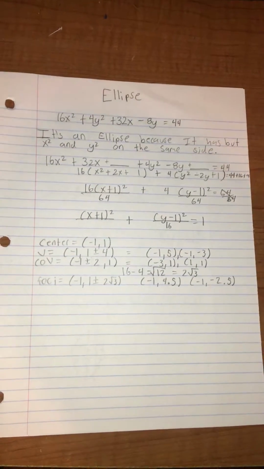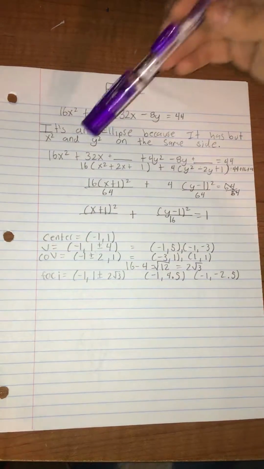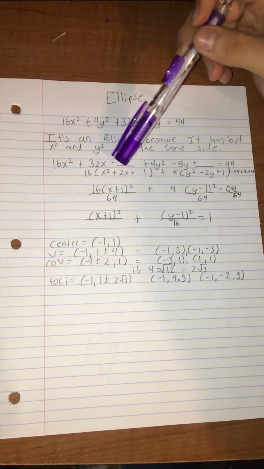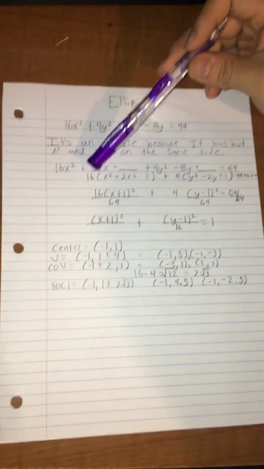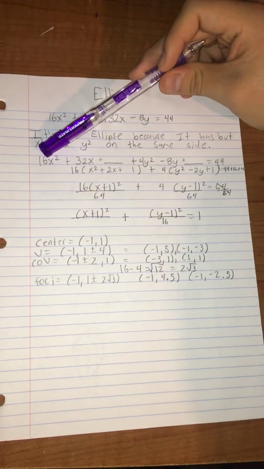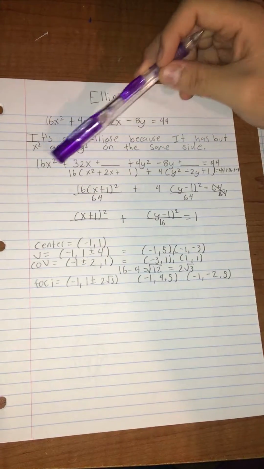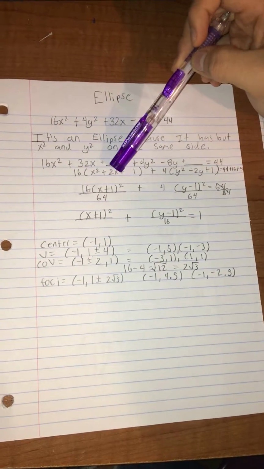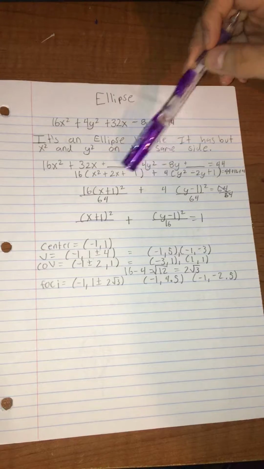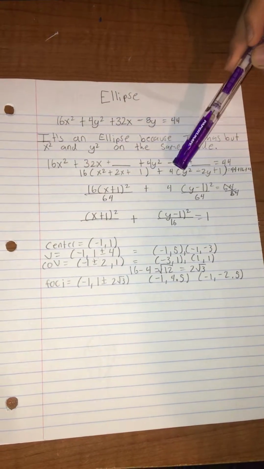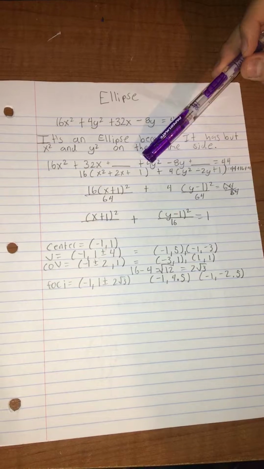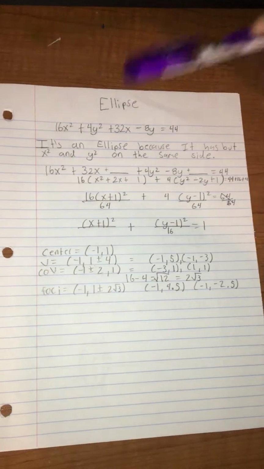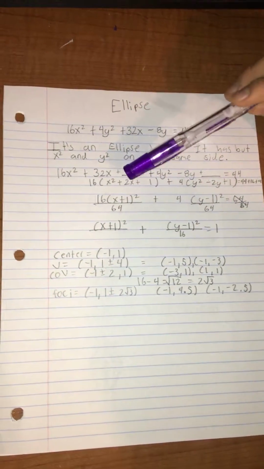So the first thing to solve the equation is you have to put both of the x's on the same side and both of the y's on the same side. Then you have to take out the big number out of the x's, which leaves you with x squared plus 2x. Over here, the first thing you have to do is take out the 4, which leaves you with y squared minus 2y.